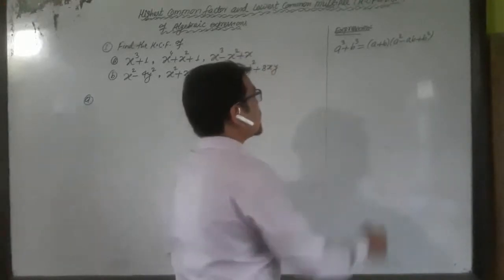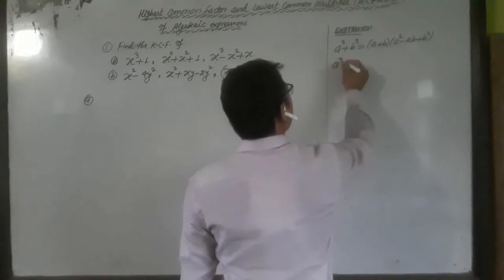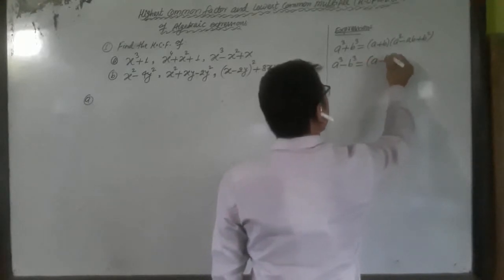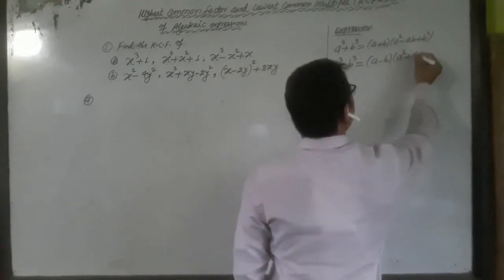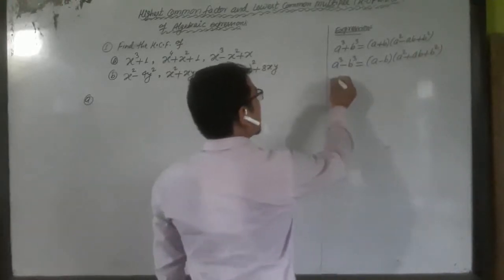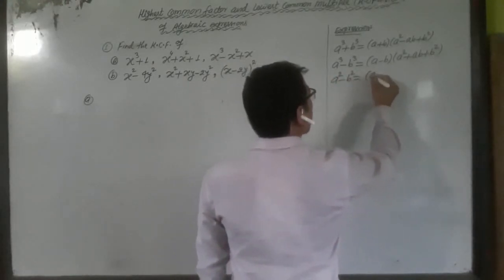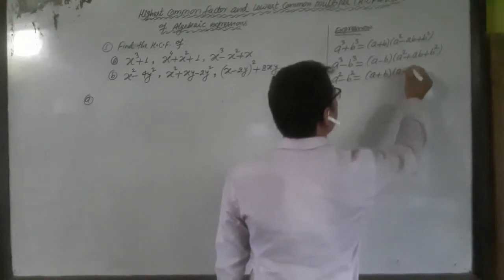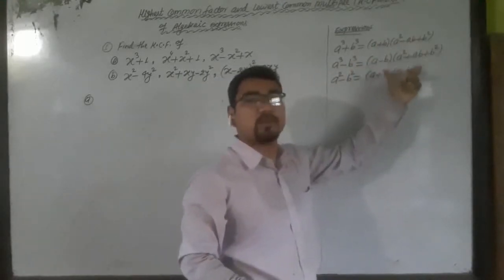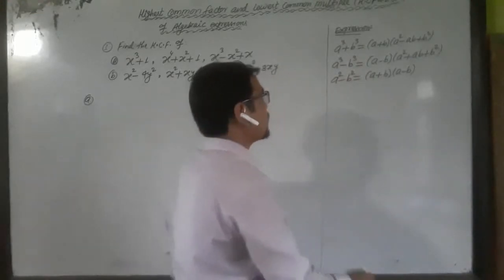You have studied this formula in class 8 and class 9 also. Here another is a cube minus b cube, which is equal to a minus b into a square plus ab plus b square. So this is another factorization formula. Similarly, a square minus b square we can write in the form of a plus b into a minus b. This is the given expression, and this is its factorized form. We have to remember these formulas and keep them in our mind.